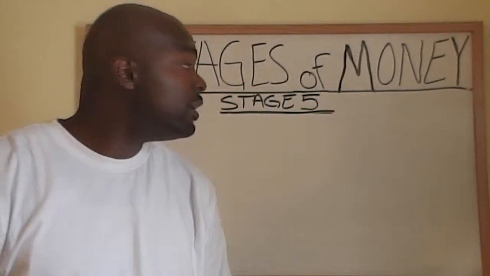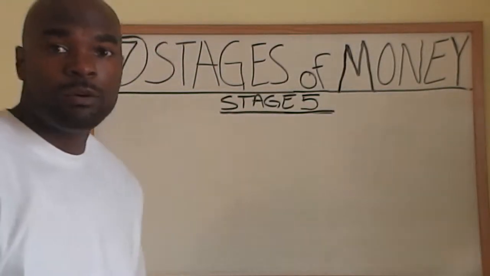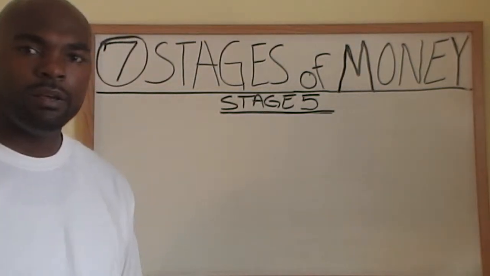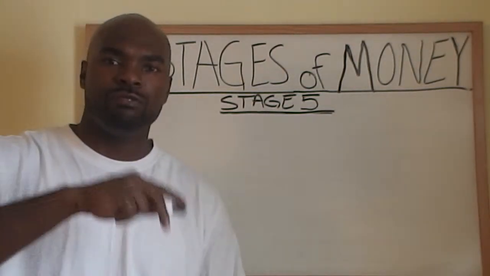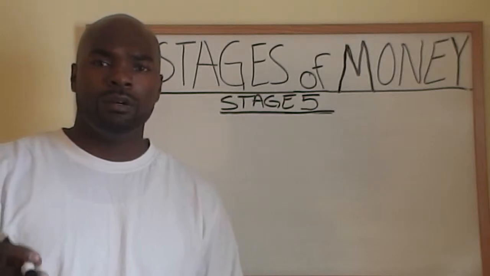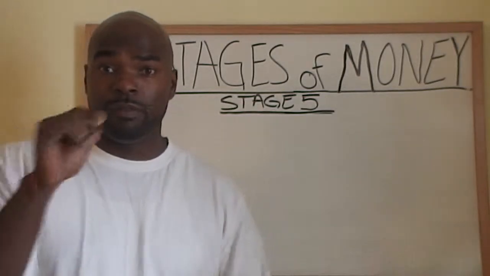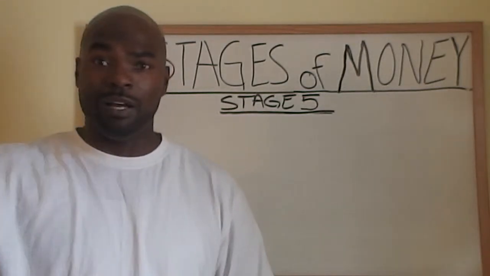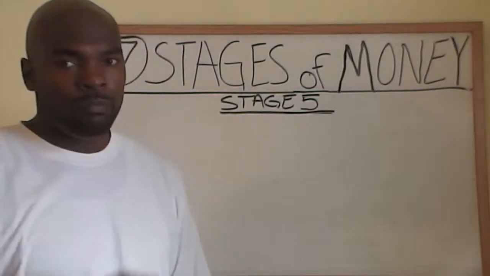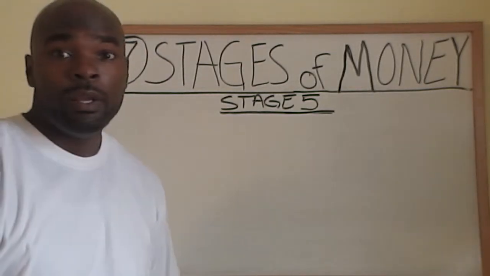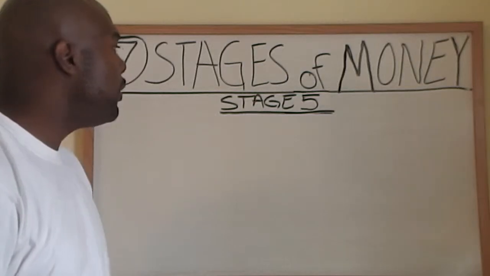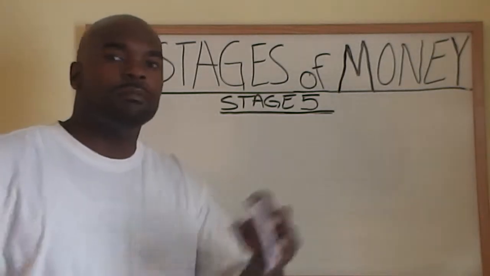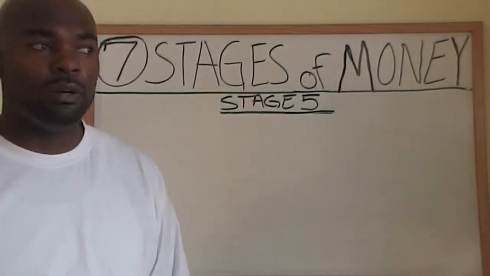Stage five of the 7 stages of money. Okay, we've gone to and right past the midpoint, 4 being the midpoint of 7. 1, 2, 3. Middle is 4, 5, 6, 7. You got me? We've come to the midpoint, stage 4, I'll just kind of retract. So we're here at stage 5.